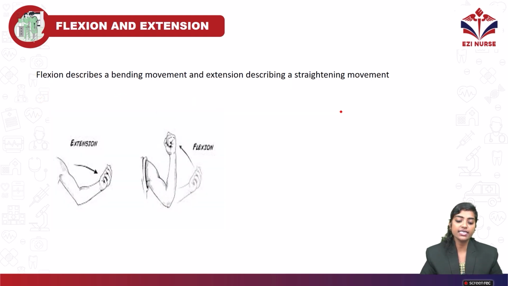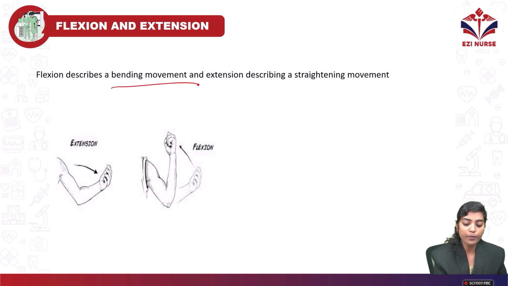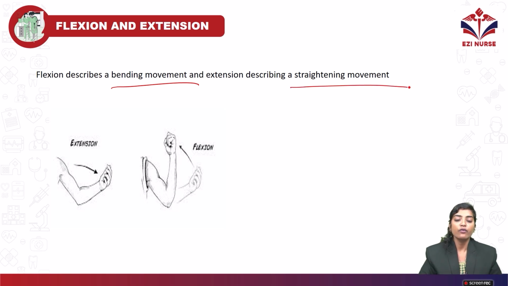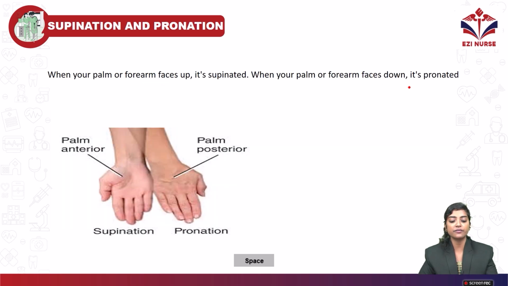Next, we will discuss flexion and extension. Flexion describes the bending movement. For extension, we call it the straightening movement. For the hand, in flexion the hand will be bent, and in extension the hand will be straightened, which is muscle movement. For that we call it flexion and extension.